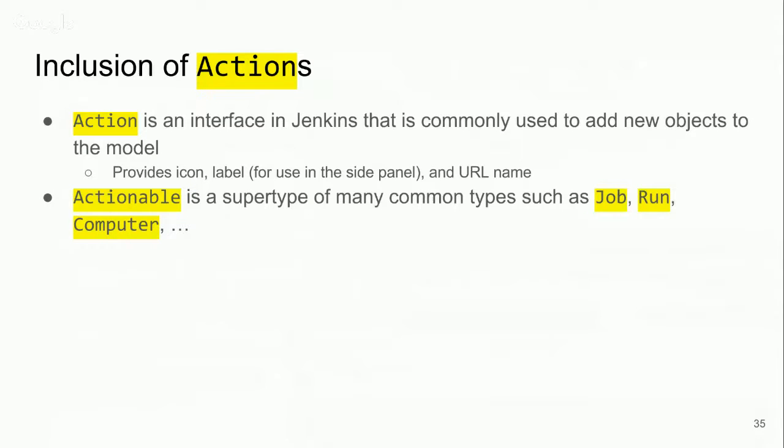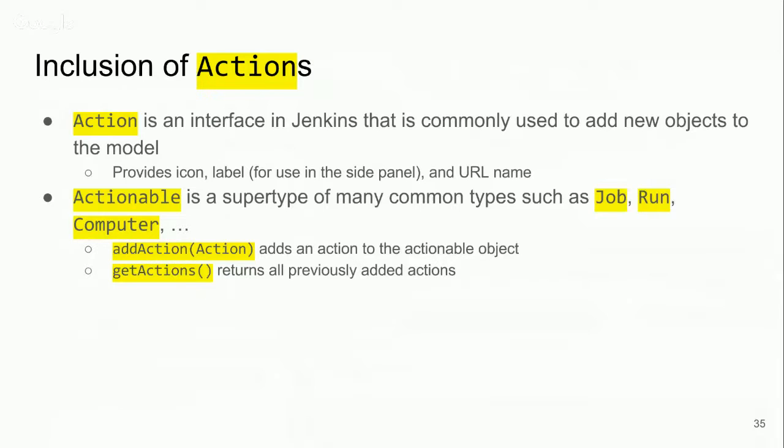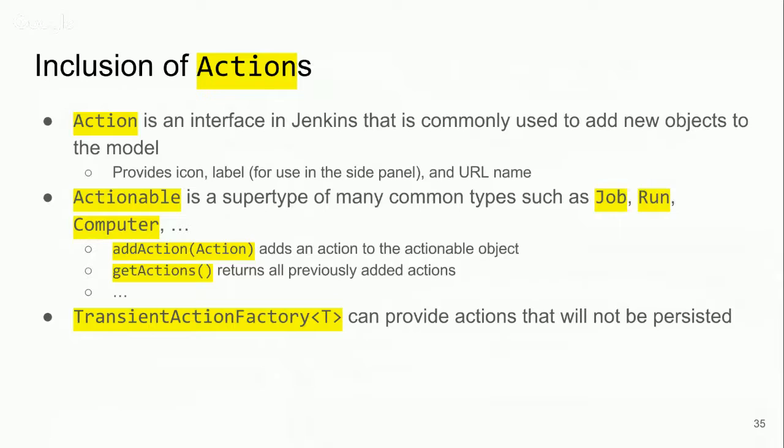Actionable is a supertype of many common types, such as job, run, computer, of course, Jenkins itself. And the idea is that Actionable has methods that interact with actions, such as addAction to add an action to the current actionable object, or getActions to return all of these previously added actions. And these actions are persisted with the model object. So if you save it and something has added an action to it, then that action will be part of the object's configuration. There are a number of different methods here, but these are the important ones for this presentation.